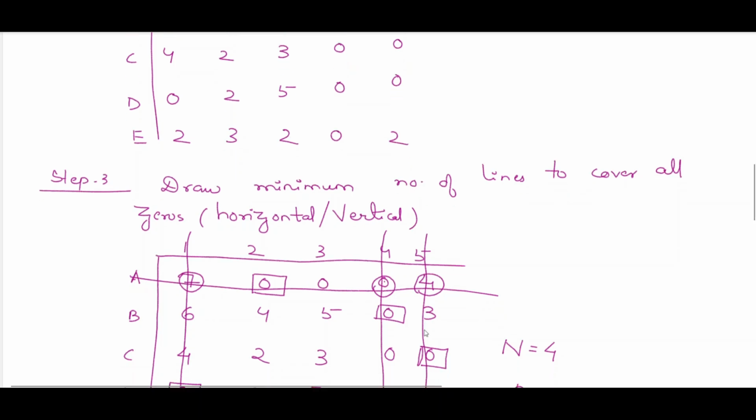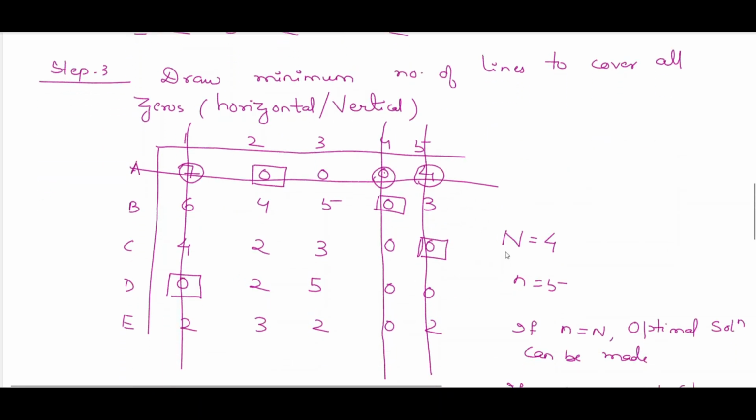Now you have to check, and that is the most important part, how you will draw the minimum number of lines. First you will do it by row scanning, and you are concerned with only one zero in each row. If you find one zero in a row, mark that zero and cross the subsequent column. Likewise you will follow for each of the columns, and likewise you will determine the minimum number of lines to cover all the zeros, and you will check whether your capital N is equal to your small n or not.